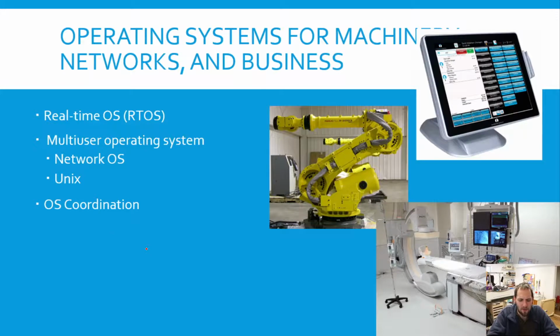We also have what are called real-time operating systems, or RTOSs. These are things that need absolute precision when it comes to timing. So car engines, point of sales, robotics, those types of things. We also do have those multi-user operating systems, which are network-based. So again, those virtual desktops, those types of things. Unix is another one. So lots of things going on there.